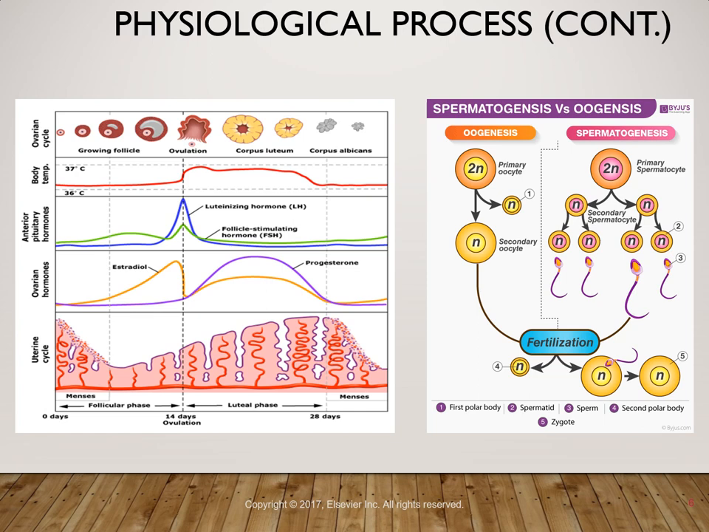And you can see how it has a little bit of surge by day 10 and kind of lowers itself and has a peak by day 14. And after that, it drops back. Definitely the luteinizing hormone has an even higher peak than the FSH. But those are your main controlling hormones.